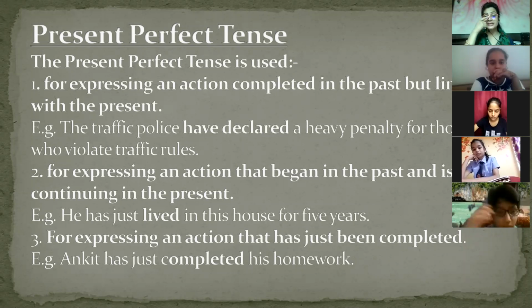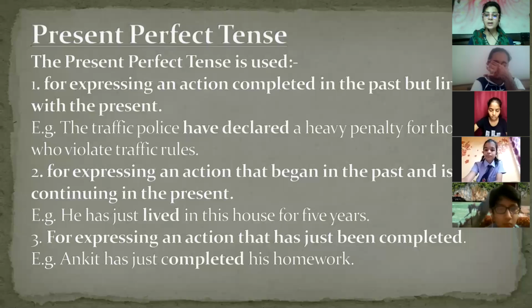Next, for expressing an action that has just been completed. This is the major one. कुछ ऐसा काम जो अभी just complete हुआ. For example, Ankit has just completed his work. If we have mentioned just, कोई चीज just अभी हुई है, तो उसके लिए also we use present perfect tense.